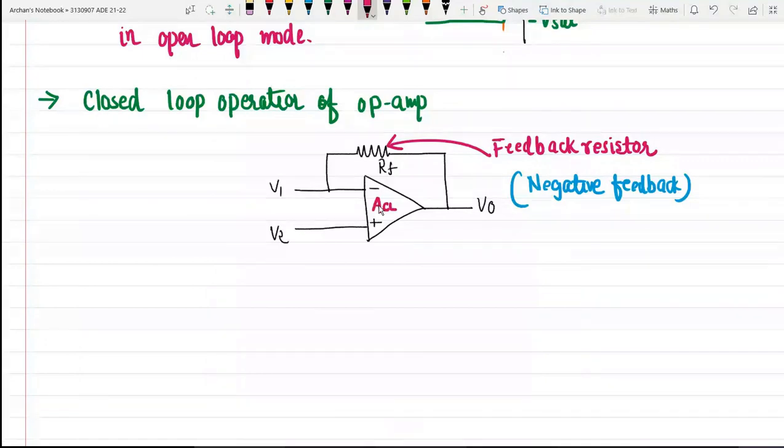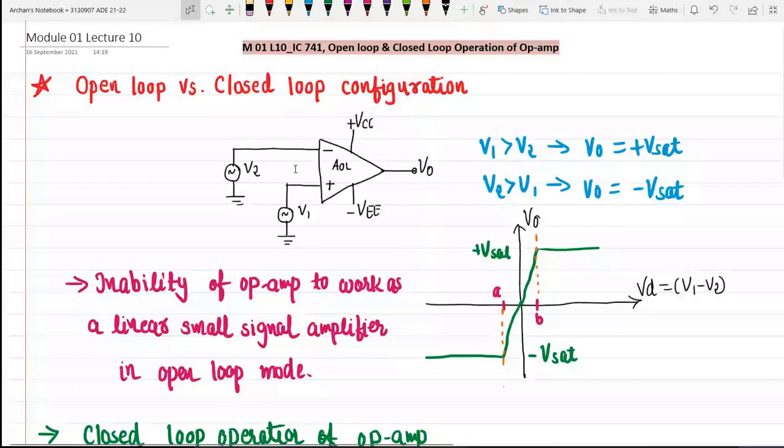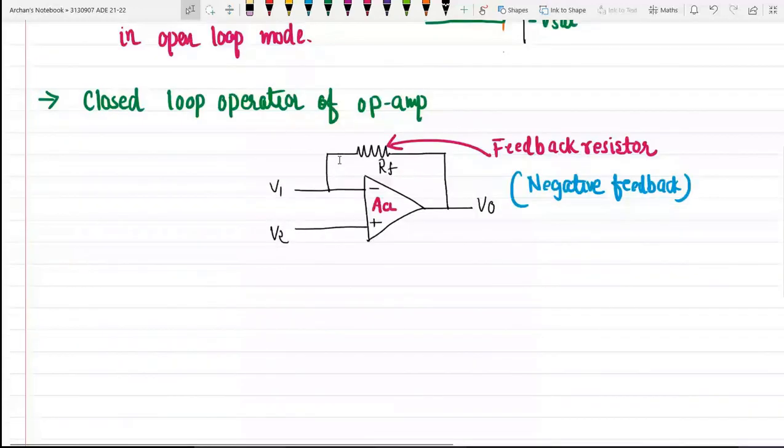As we know, a very high gain is provided by the open loop configuration. So no matter what amount of input signal we provide, our output will always saturate between the positive and negative saturation values. This is not desirable. We must control the gain provided by the operational amplifier, and by providing a simple negative feedback resistor, we will be able to control this gain. Now the gain is in our hand.